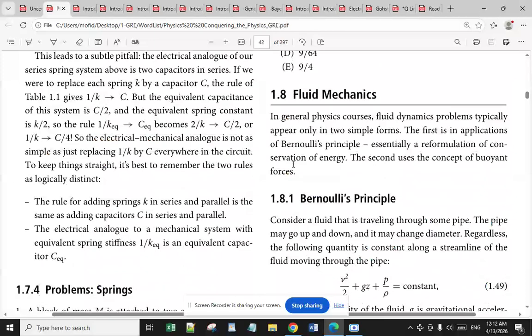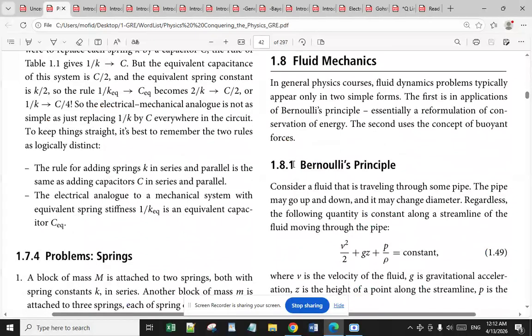Now I want to go through another section, 1.8, fluid mechanics. In a general physics course, fluid dynamics problems typically appear only in two simple forms. The first is in applications of Bernoulli's principle, essentially a reformulation of conservation of energy. The second uses the concept of buoyant forces.